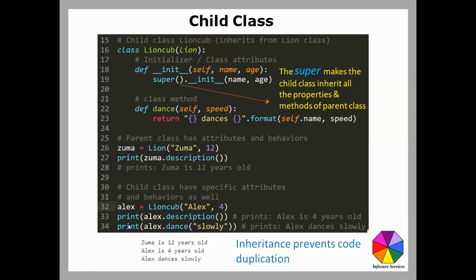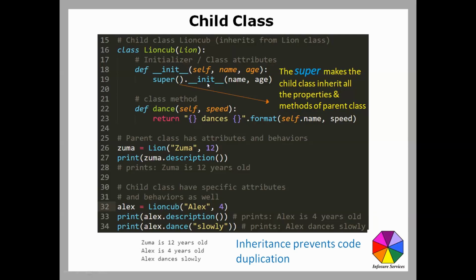Okay, and I've created another new method here in the child class, alex.dance. I'm passing slowly, so it will give an output: Alex dances slowly. Now if you see the description here, it's giving the output. When I call these print, the output is Zuma is 12 years old, Alex is 4 years old, Alex dances slowly. So you coded the child class and you created objects Zuma and Alex of the parent class and child class respectively.